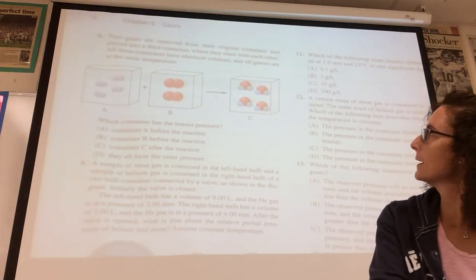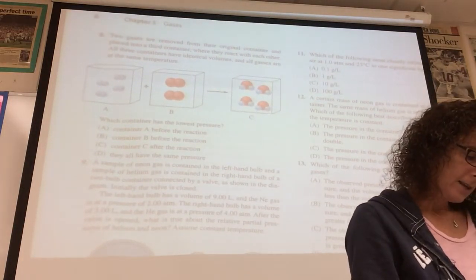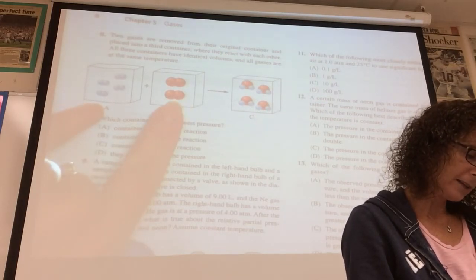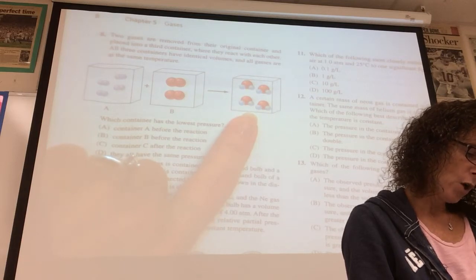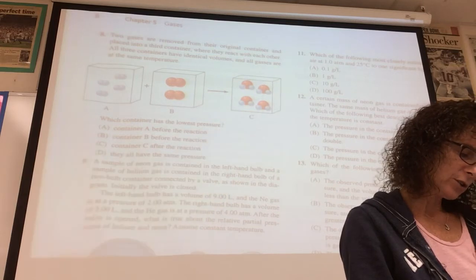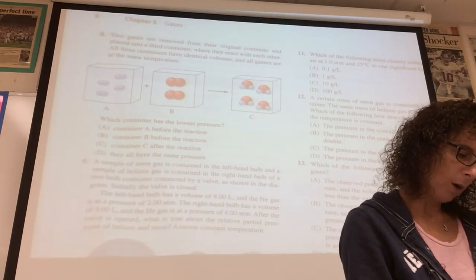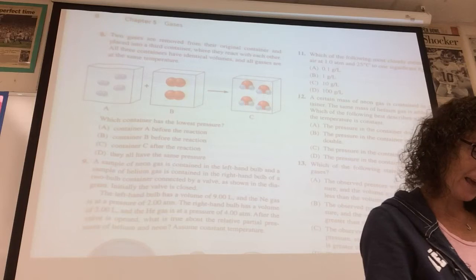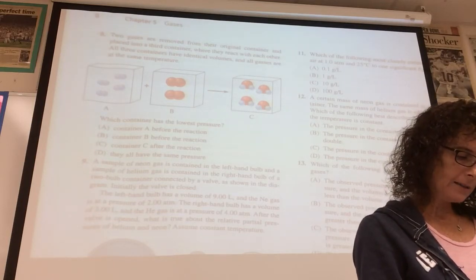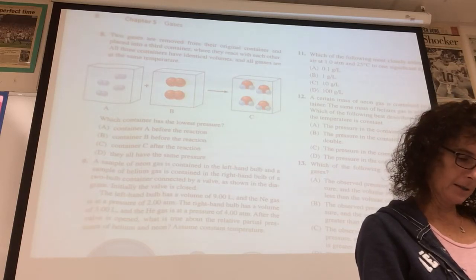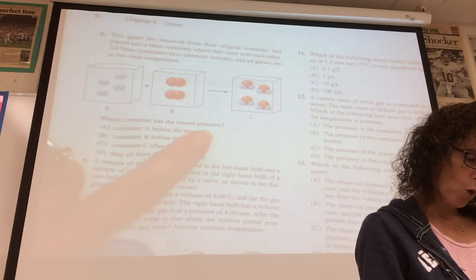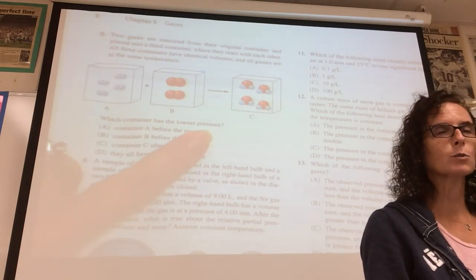So on number 8 here, we'll work through this together. It says 2 gases are removed from their original container and placed into a third container where they react with each other. All 3 containers have identical volumes and all gases are at the same temperature. So the volume is constant, the temperature is constant. And what we want to know is what happens to the pressure. Which container has the lowest pressure?